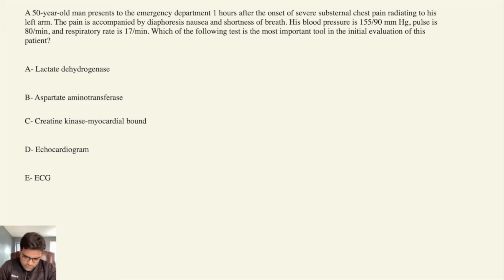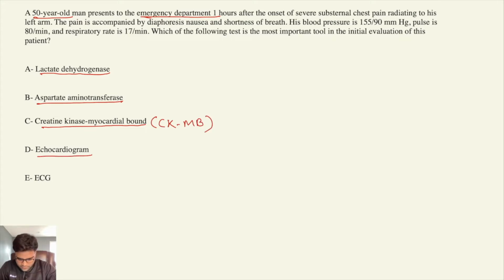So what we have is a patient, a 50-year-old man who presents to the emergency department. So we'll read these options. First one is lactate dehydrogenase, LDH. Second option is aspartate aminotransferase. Third option is creatine kinase myocardial bound, CKMB. And the fourth one is echocardiogram, and the fifth one is ECG. So let's do this question.